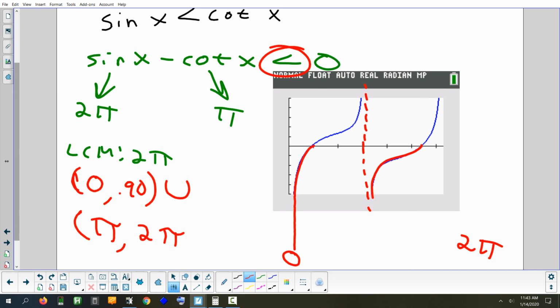And let's see, we cannot include that because whenever you set up a window, we usually include the left end but not the right end. Because if you include both, like if you go from 0 to 360, you only want to include one. Don't include both.